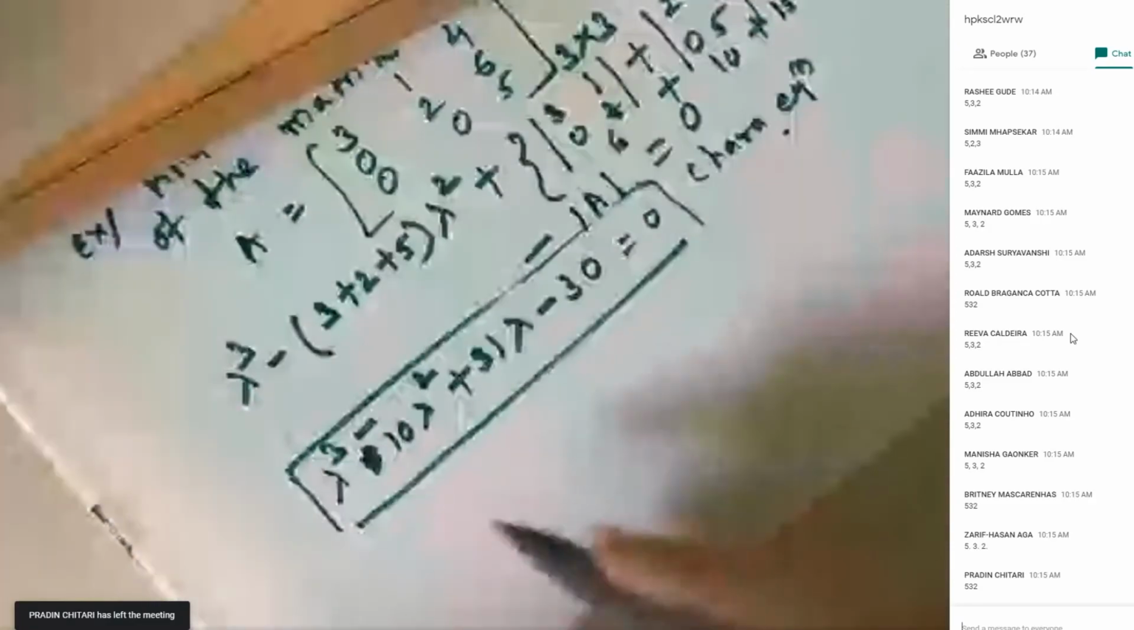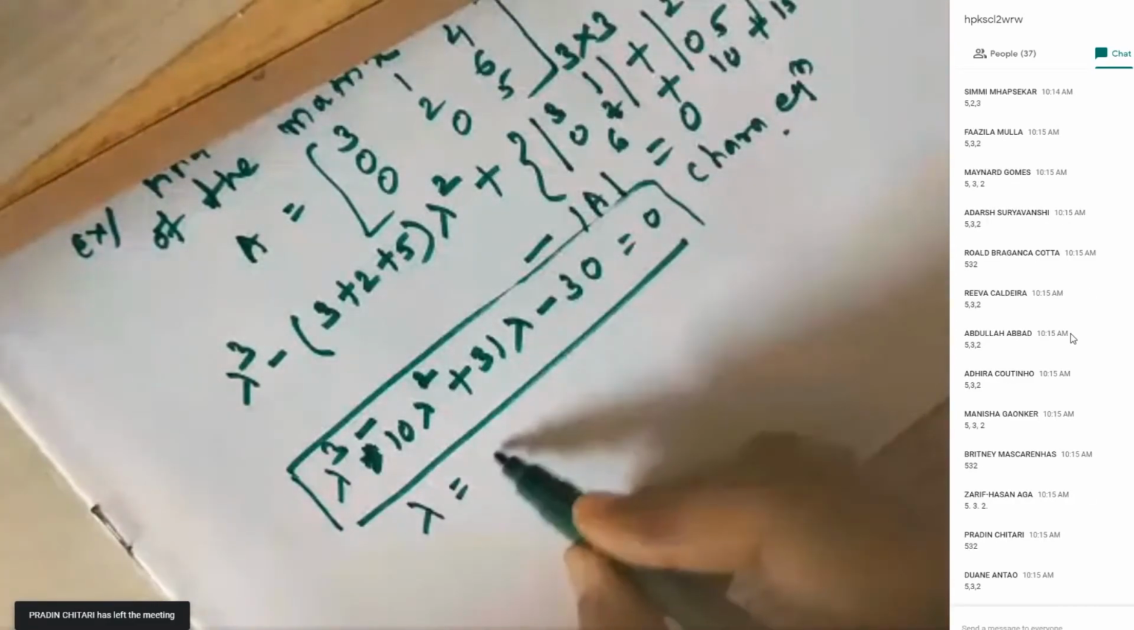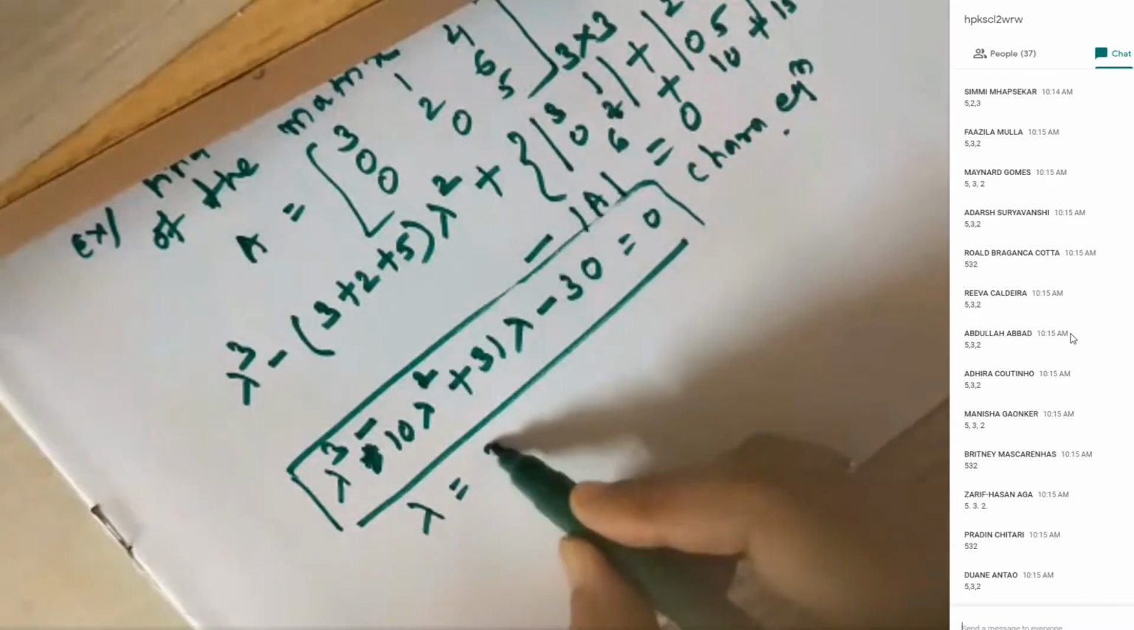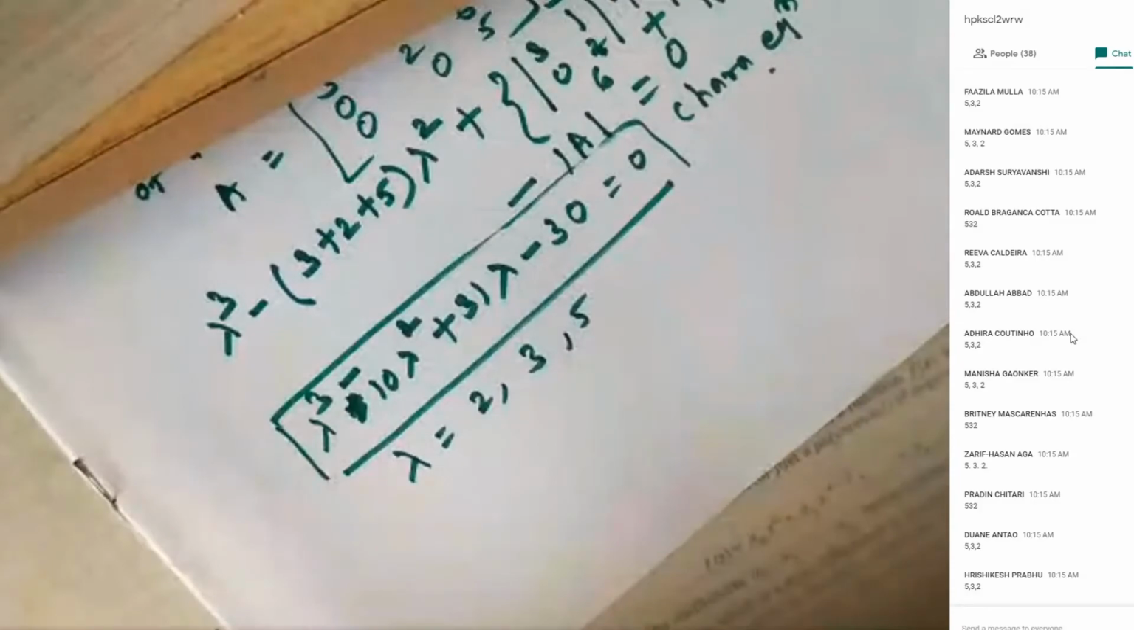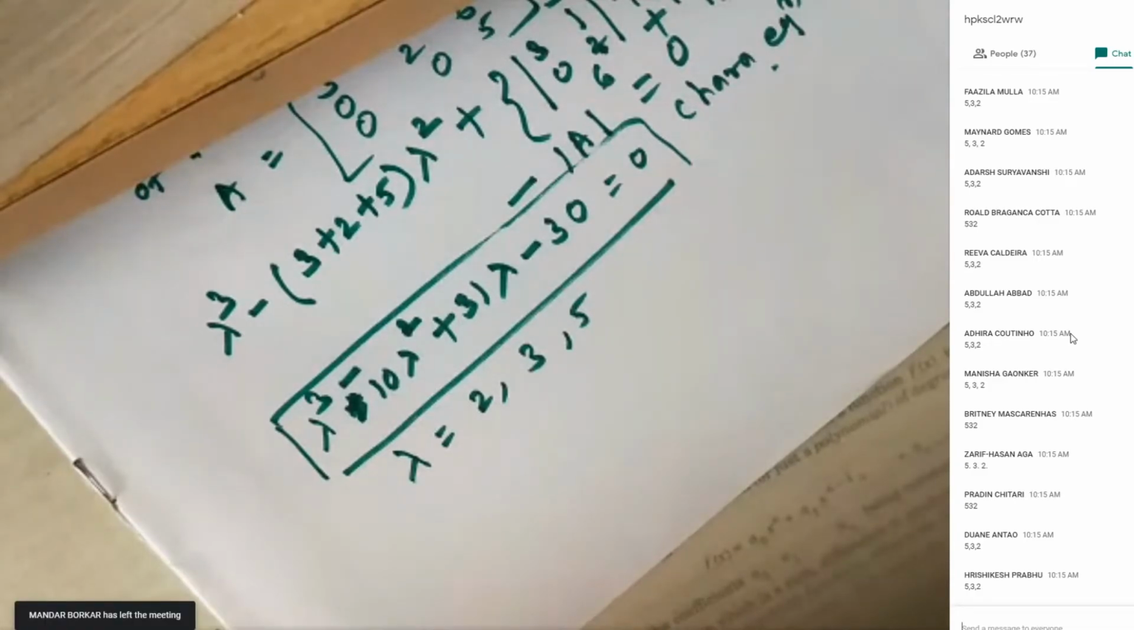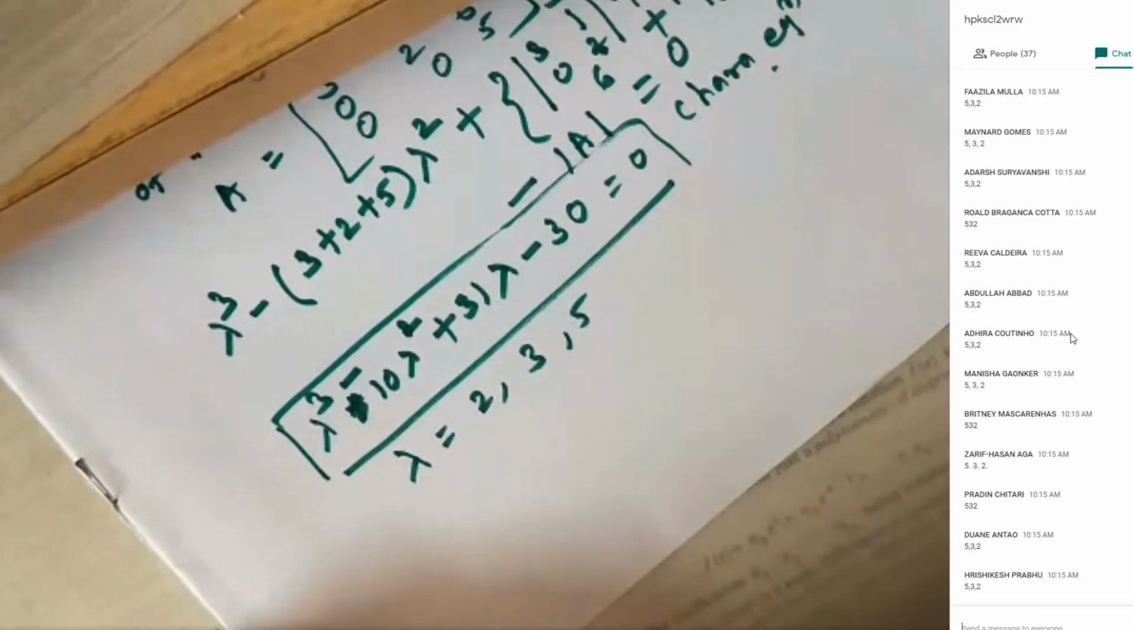So I'm writing here the roots. Lambda is equal to 5, 3, 2 or 2, 3, 5. Order is not important, as I told you, students. Any number you can write at first, right? Now till here you know what we have done, right? Because this is just the first step to find out the eigenvectors. We got the eigenvalues, right? Now, before going to eigenvectors directly, I need to tell you few things about the eigenvectors, right?